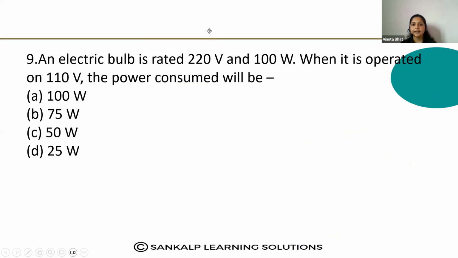Next question. An electric bulb is rated 220 volt and 100 watt. When it is operated on 110 volt, the power consumed will be. So please note down the question.